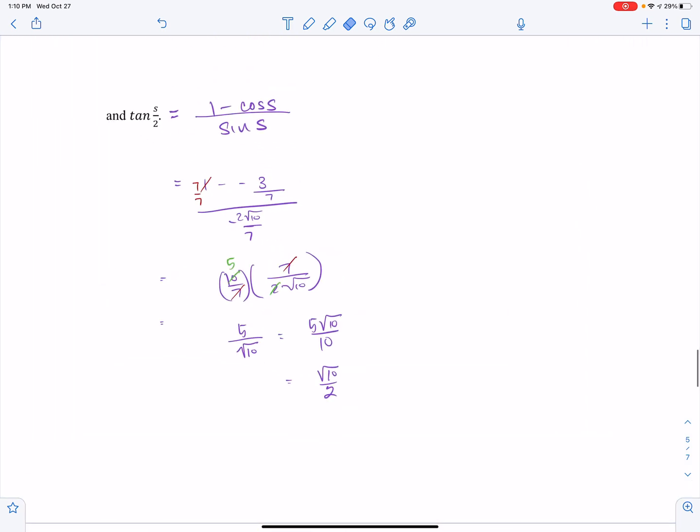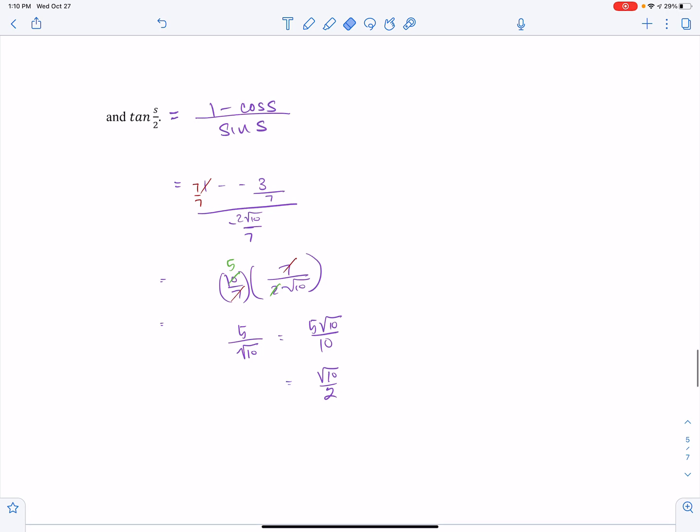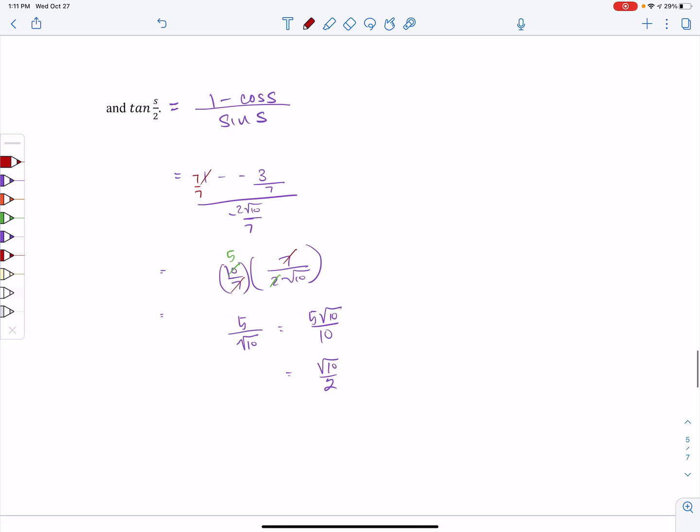And I'm just now catching a mistake that I made here. So let's go back and fix that really quickly. In fact, I'll do it in a different color so you can see the difference. When I multiplied by the reciprocal, I forgot my negative. And so this should have been negative, this should have been negative, and this should have been negative.